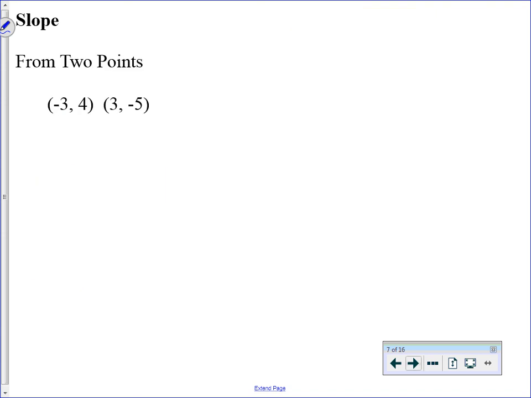The next part is to find slope from 2 points. And plain and simple, there's one equation, y2 minus y1 over x2 minus x1.